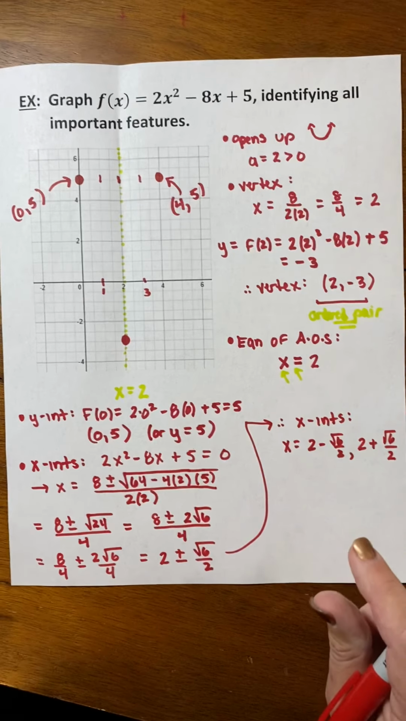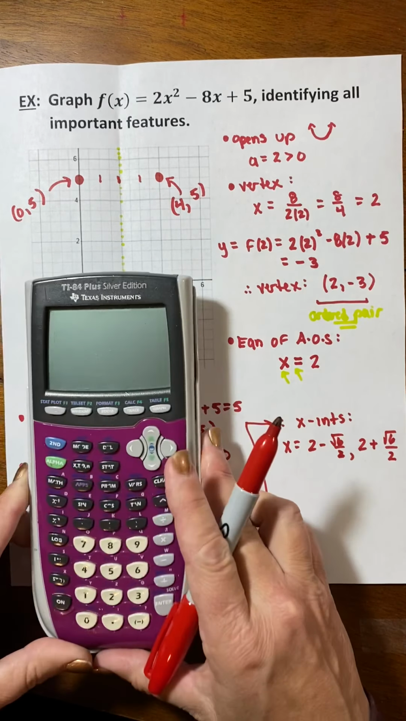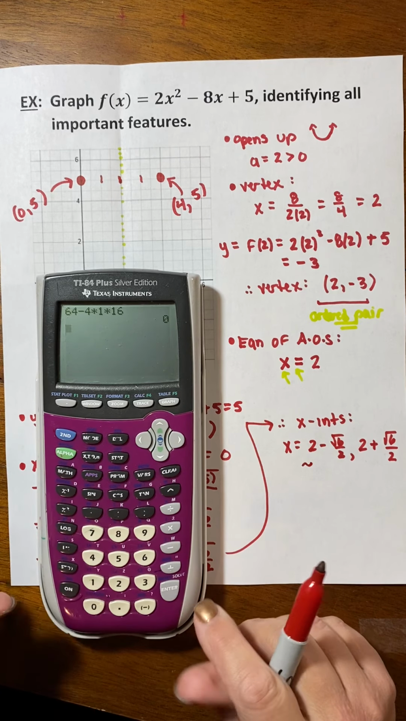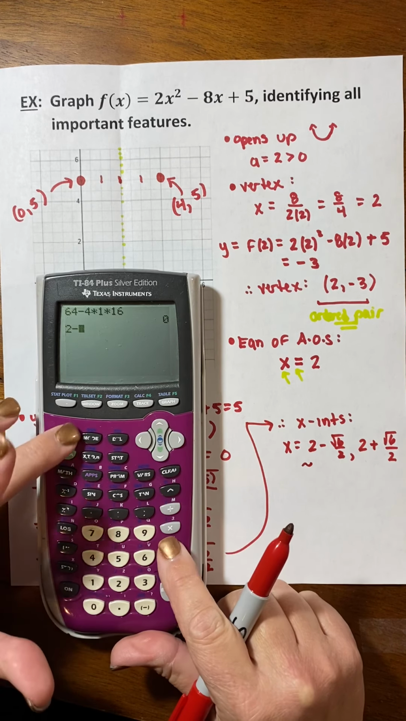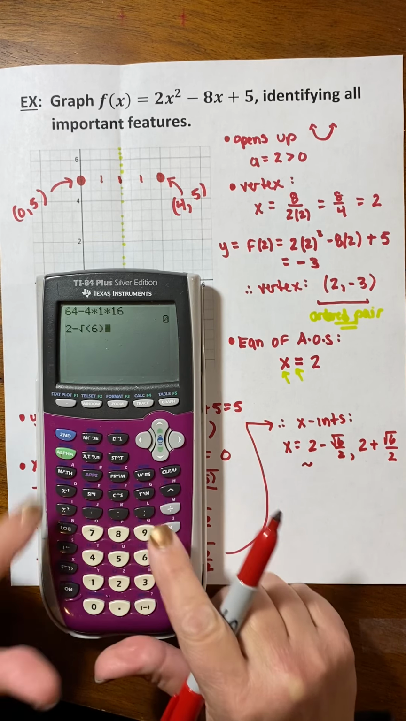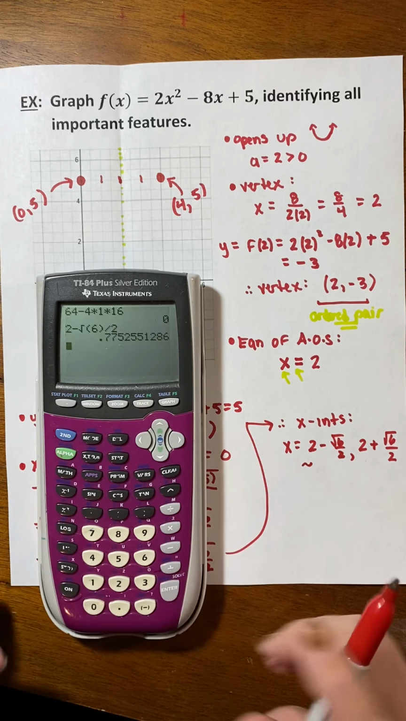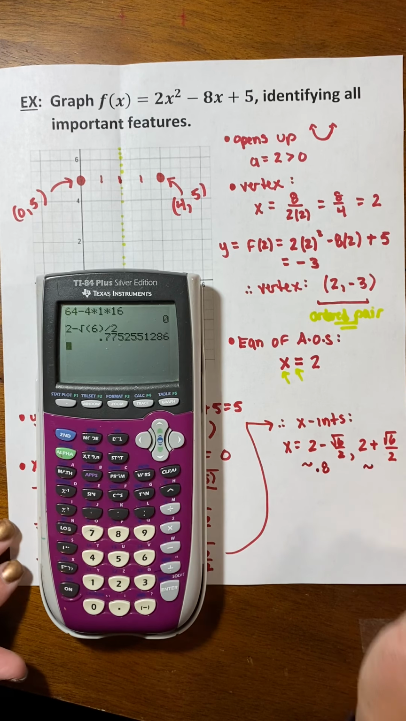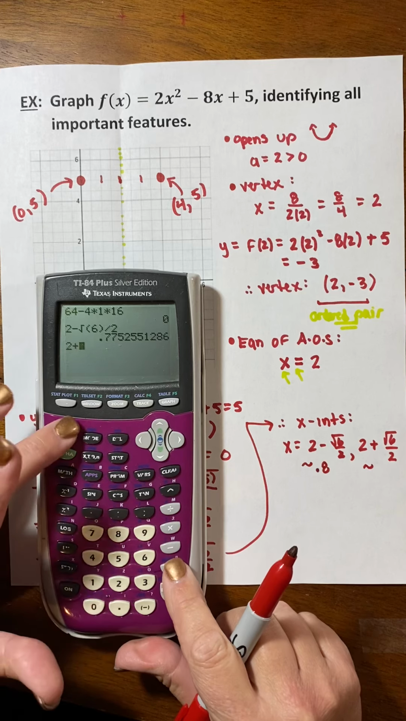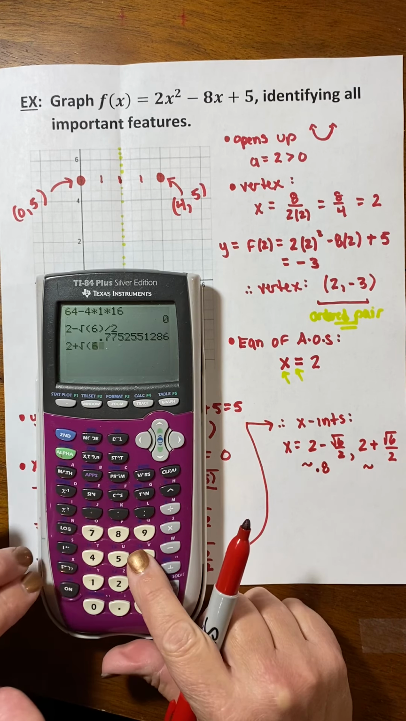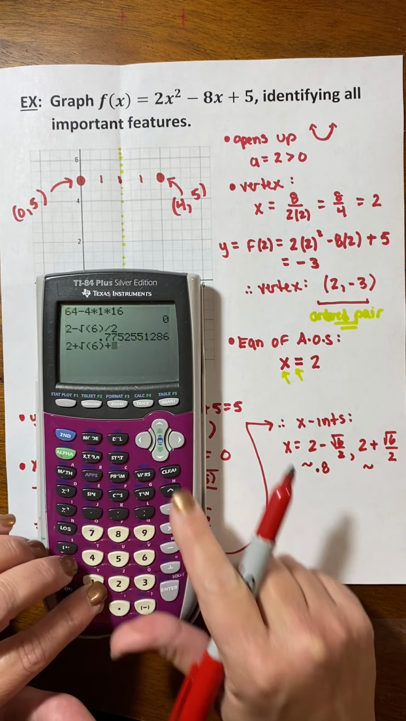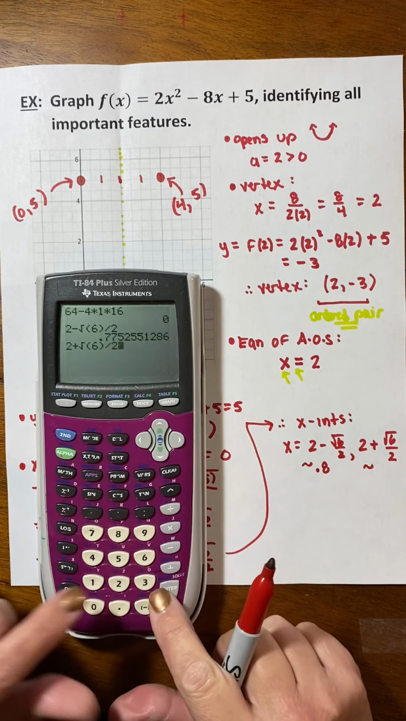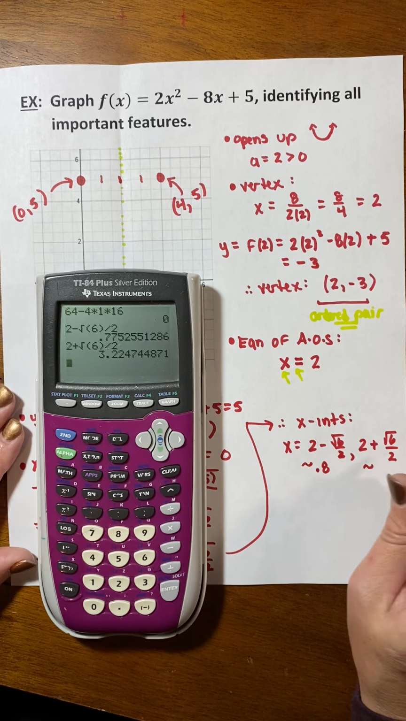So how do we plot these? Well, now here's where you pull out your calculator. You've got to be really careful with the math here. I'm just going to get an idea of about what this number equals so I know where to plot it. It's going to be 2 minus the square root of 6. Make sure you close that parenthesis because I don't want the divided by 2 in there. So this is about 0.8. We only need one place after the decimal for graphing. 2 plus the square root of 6, divided by 2. And that's about 3.2.